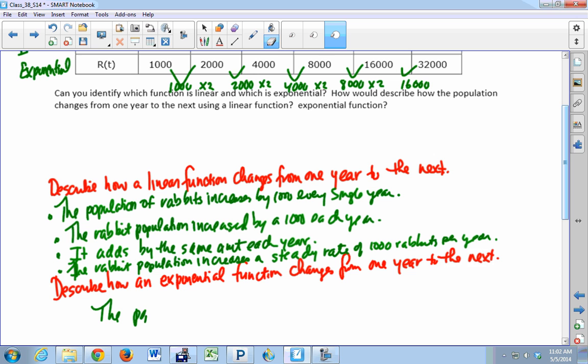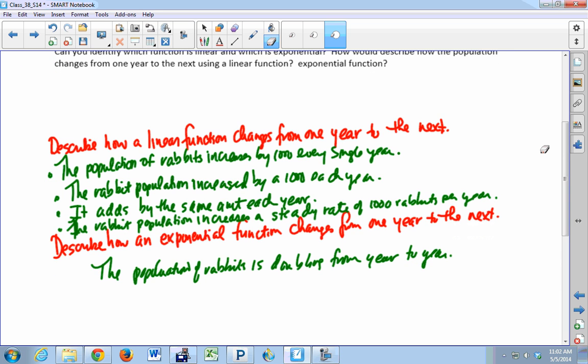The population of rabbits is doubling from year to year. Anybody got anything different than that? Population of rabbits is doubling from year to year.